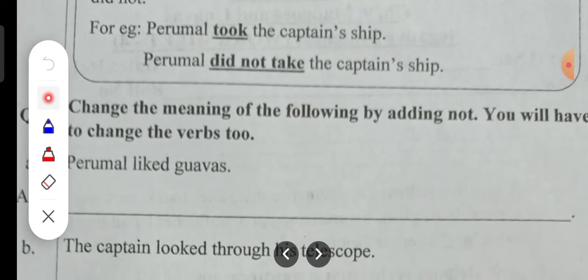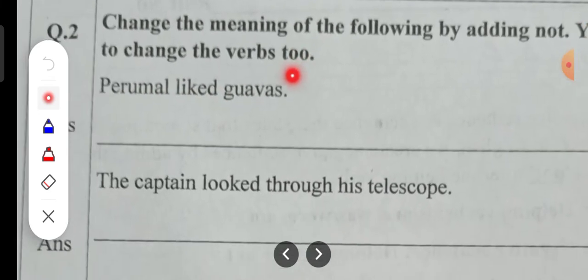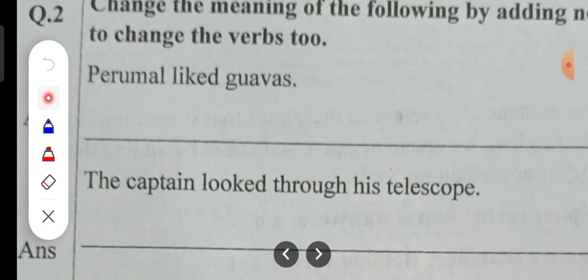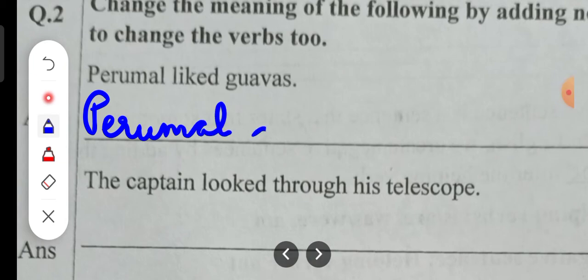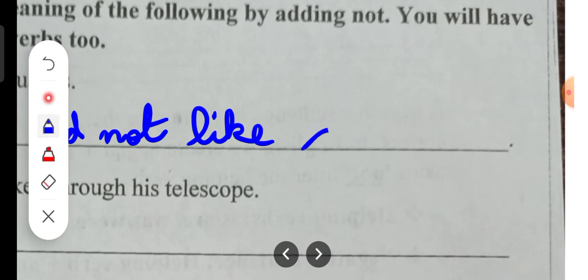Now change the meaning of the following by adding not. You will have to change the verbs too. Perumal liked guavas. Now here children, you see liked is what? In yesterday form. So it will become Perumal, we will have to write did not. Instead of liked, we have to write like. Did not like guavas.